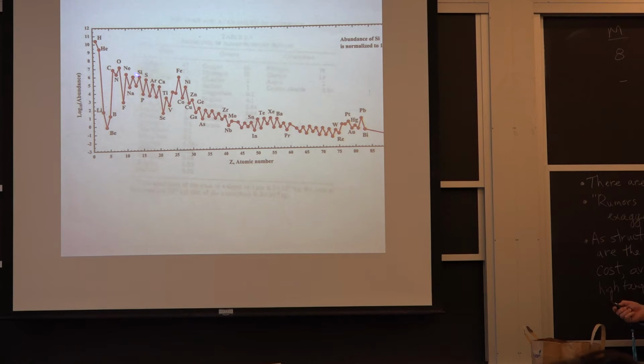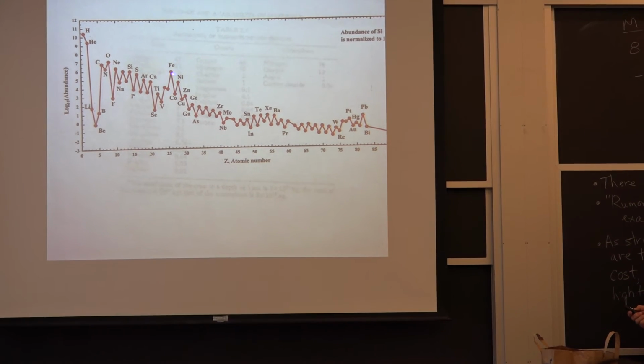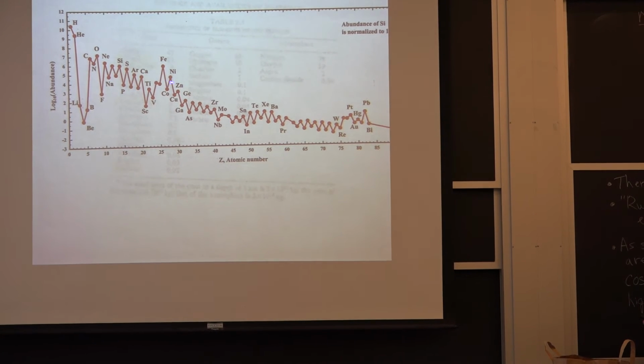It turns out, if you look here, iron has this sort of interesting peak above the other things around it. Iron and nickel are very high in abundance. Meteorites are typically iron and nickel, high in iron and nickel. Does anyone know why this is? Any nuclear engineers in here?